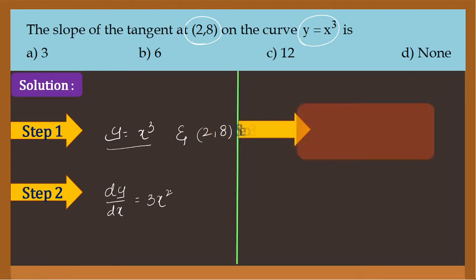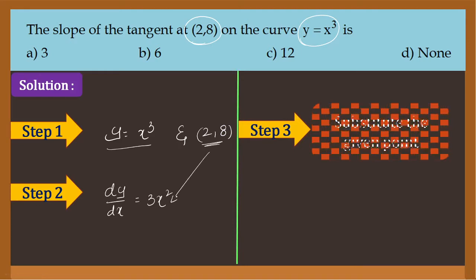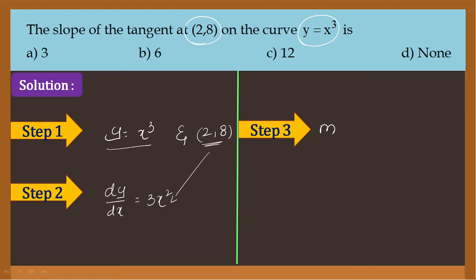Now, substituting the given point in this, we get the slope of the tangent. That is, slope m equals dy by dx at (2, 8) equals, here x is 2, y is 8, 3x square, that is 3 into 2 square, which is 4. This equals 12. Therefore, the answer is option C.